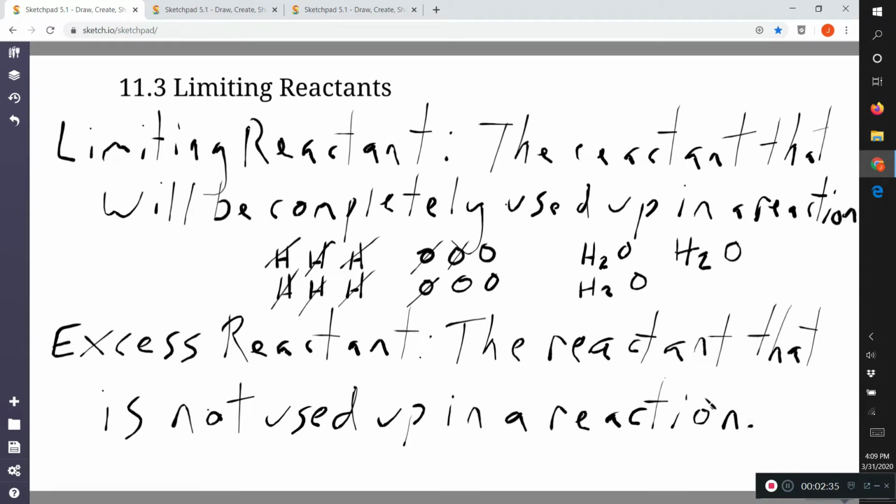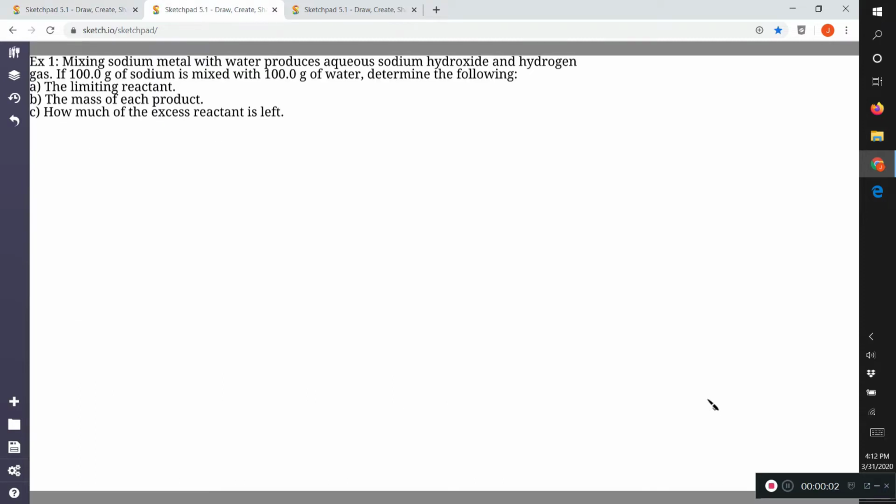All right, we're going to move on to a couple examples now. In our first example here, we're mixing sodium metal with water to produce aqueous sodium hydroxide. That means sodium hydroxide mixed with the water, and hydrogen gas. So we have 100 grams of sodium mixed with 100 grams of water. We're going to determine the following. Part A, the limiting reactant. Part B, the mass of each of the products. And part C, how much of the excess reactant is left. This is quite a lot to do, so it's going to be a bit of a process.